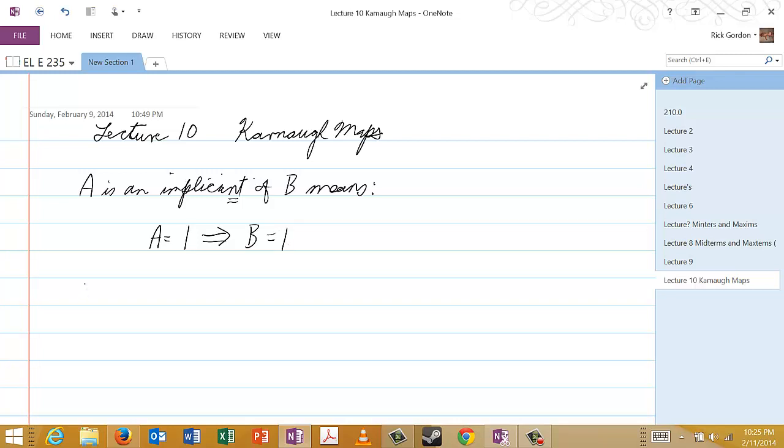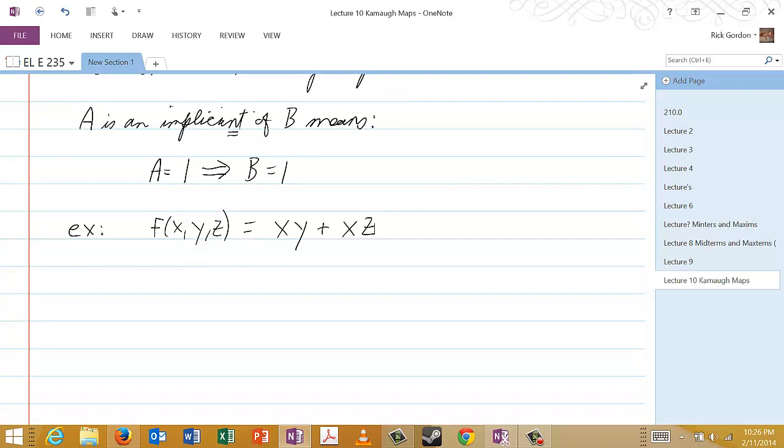Now, let me give you an example here. If we had the expression f of x, y, z is equal to xy or xz, this is just an example, then xy is an implicant of f.